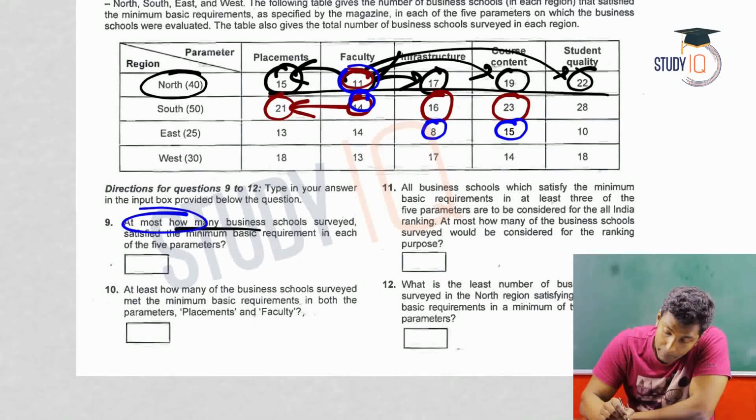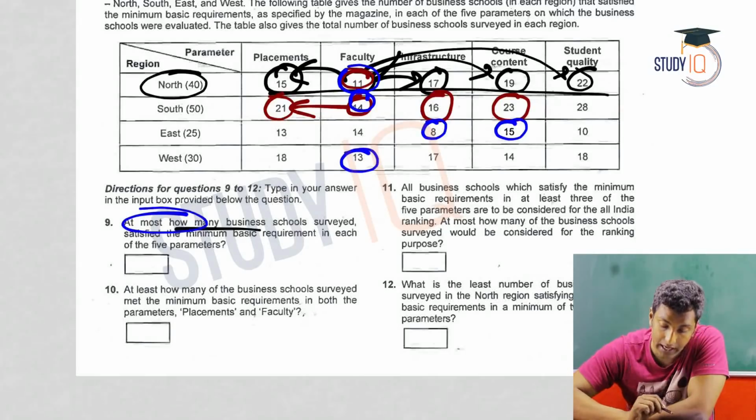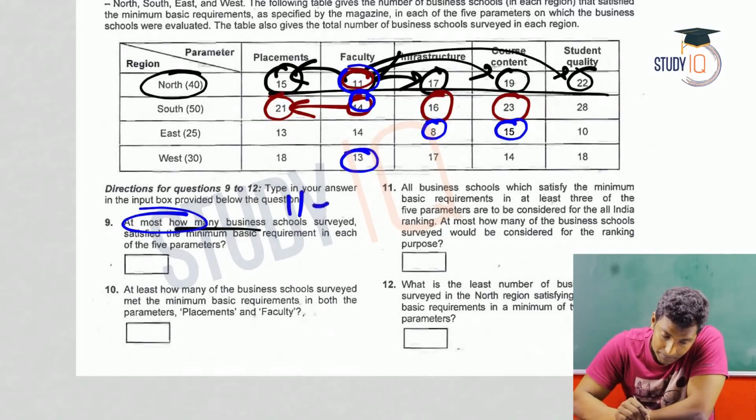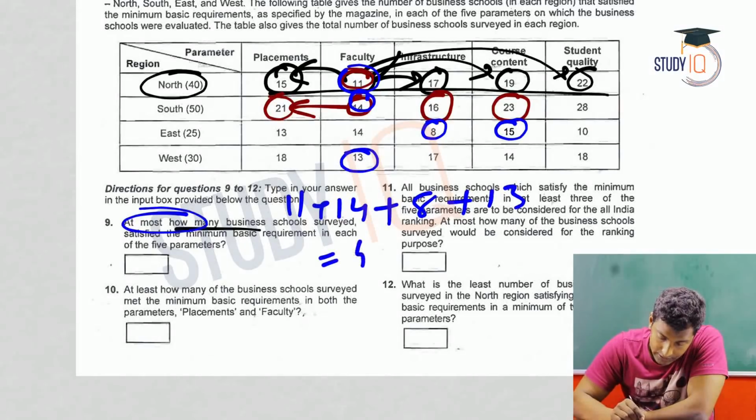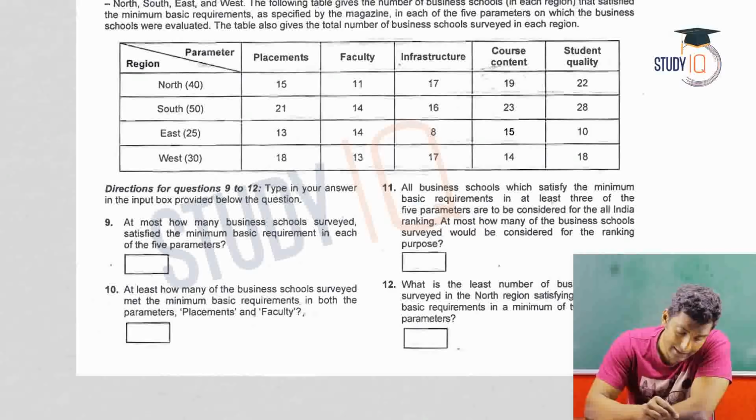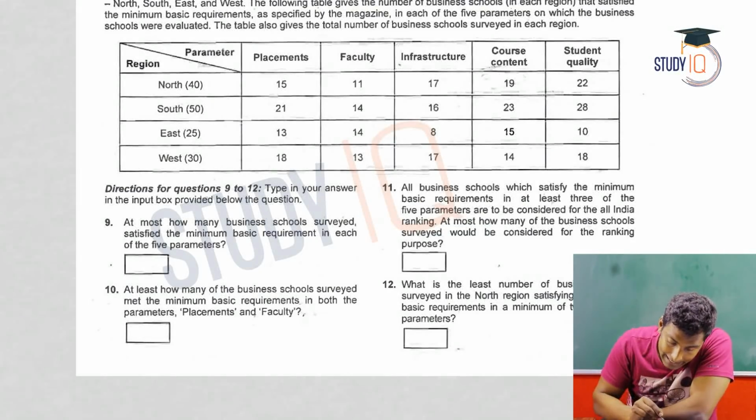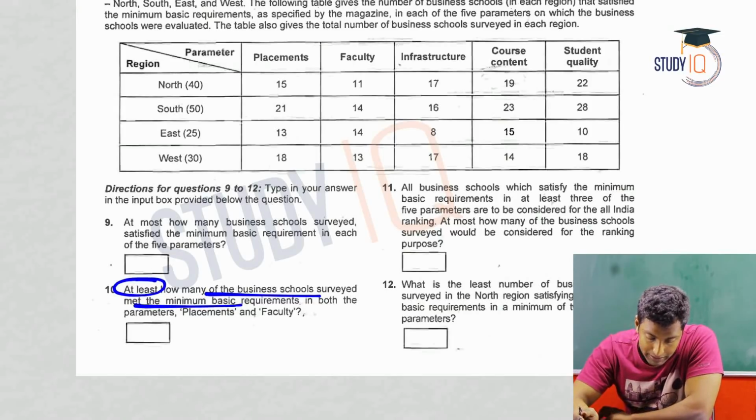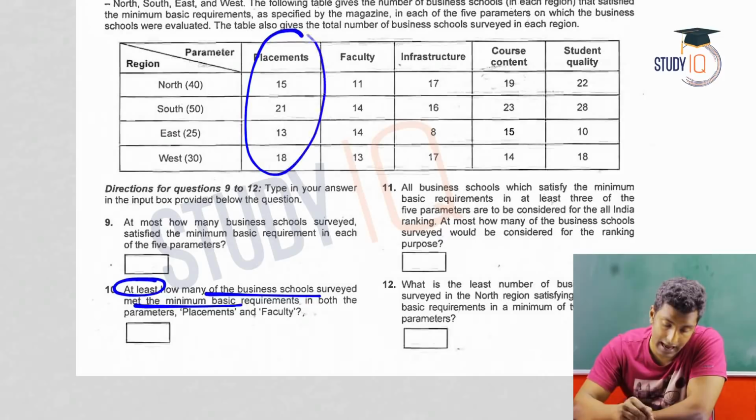Okay, so what minimum will we take from the last one? 13. So if you add 11 plus 14 plus 8 plus 13, you will get 46. So your answer is 46. I hope you understood. Now in the second case, what is the answer? At least how many of the business schools surveyed met the minimum basic requirements in both the parameters, placements and faculty? So we are considering this and this.